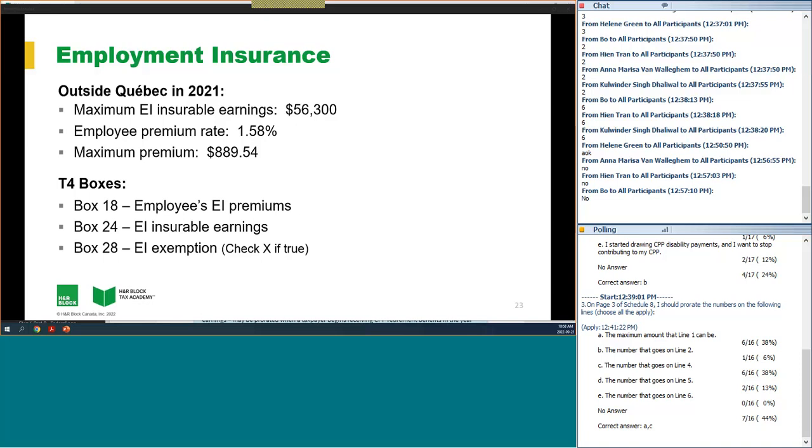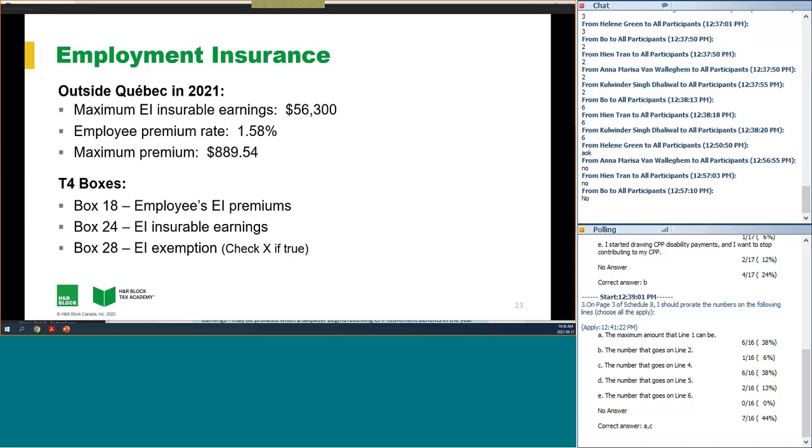Okay, you're going to have 3 boxes related to this. One is box 18, which is the premiums that were deducted by your employer on your behalf. You're going to have the insurable earnings. Most of the income you earn will be insurable. This is not covered in great detail in the textbook, but I find it helpful. I know students ask me about it every year. So most of the time, the money that you earn from your employer is insurable, but some things are not.